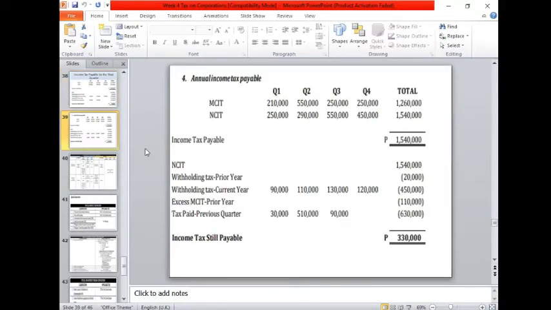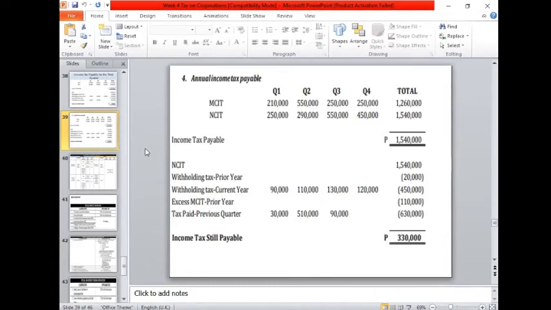And for the last one, for the fourth quarter, of course, we have to combine all the normal and the minimum corporate income tax from the quarter 1 to quarter 4. So for the minimum corporate income tax, that's 1,260,000. And for the normal corporate income tax is 1,540,000. So because normal corporate income tax is higher than the minimum corporate income tax, it should be applied, adopted to be paid. So that's the income tax payable is 1,540,000.